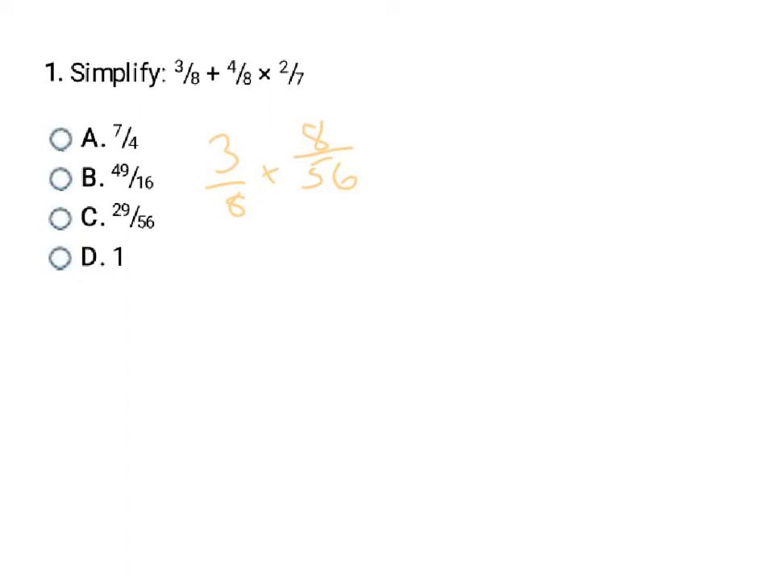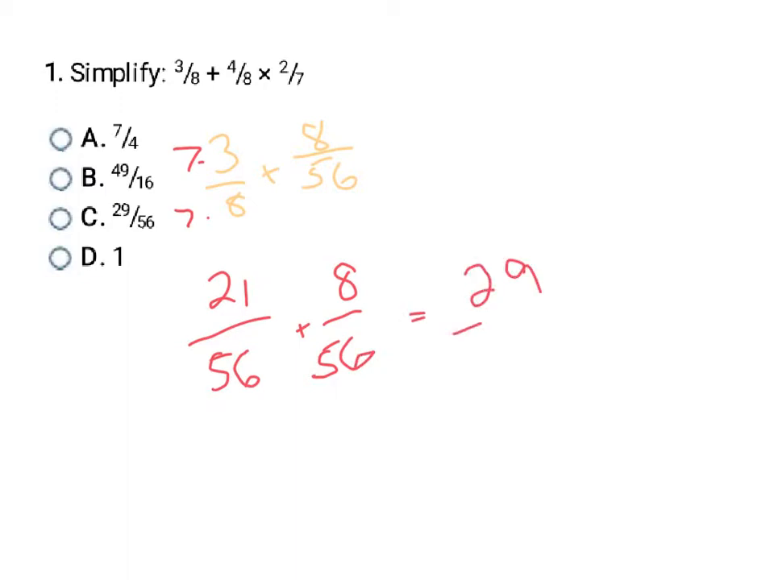And so now in order to add these fractions, I need a common denominator. A common denominator here is 56. So I'm going to have to multiply this first fraction, the top and the bottom, by 7. 3 times 7 is 21, 7 times 8 is 56. And then I have my common denominator, so I'm just going to add the tops. 21 plus 8 is 29 over 56, and I can't reduce that, so that means my final answer here is going to be C.